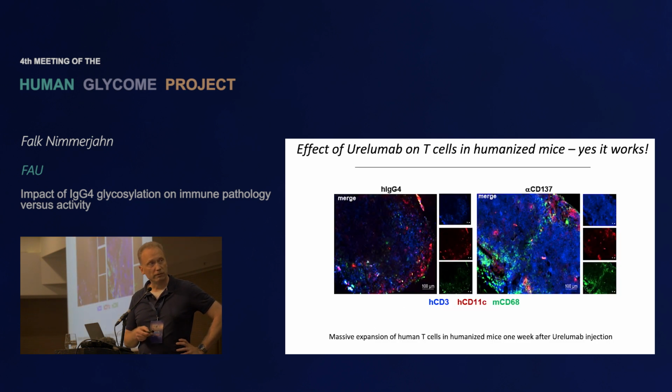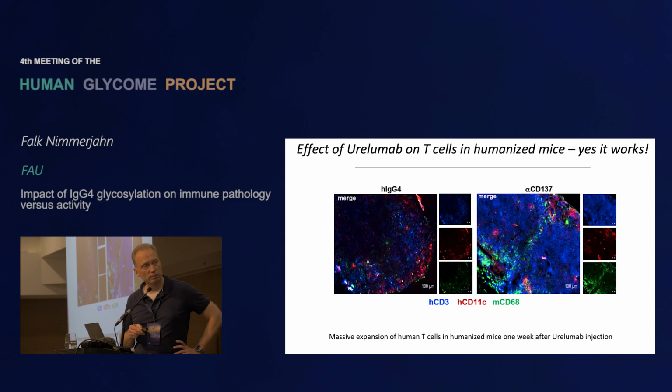So what about if we give this antibody? Does it work in humanized mice? This would be a lymph node of a humanized mouse treated with a control antibody in blue here. It's a little bit difficult with the lights, but you can see there's just a light blue staining here. These are the T cells in this lymph node in humanized mice.